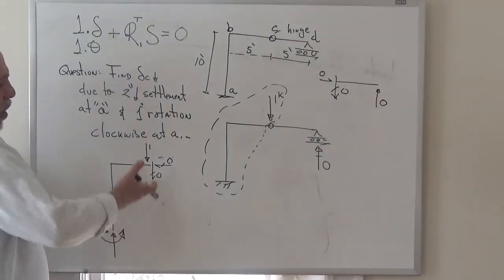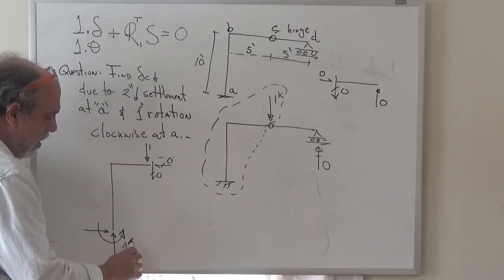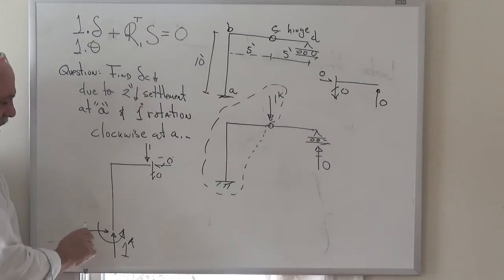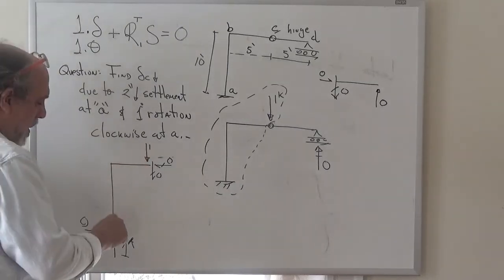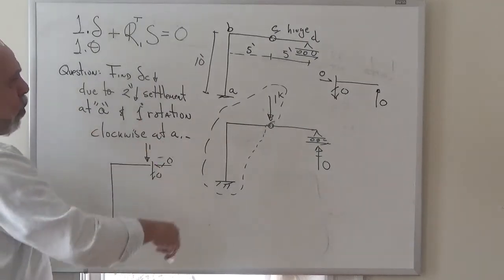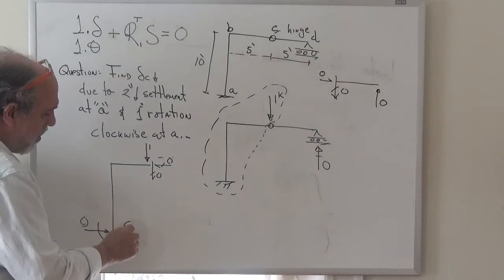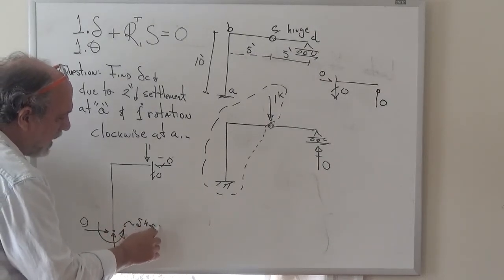Now, summing forces in the y direction, this reaction is 1 kip. Summing forces in the horizontal direction, this reaction is 0. And summing moments about A equal to 0, we find that we have 1 times 5. So this moment is 5 kip feet, right?